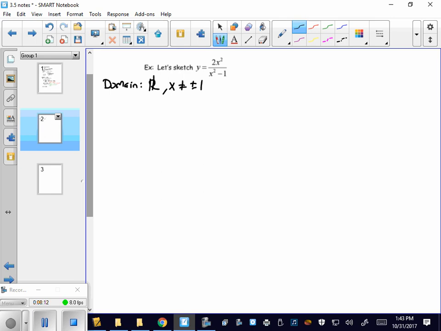All right, we need the y-intercept. Y-intercept is the easier one. You simply plug 0 in for x. Plugging 0 into the numerator and the denominator would give you 0 over negative 1, which is still 0. So your y-intercept is 0.